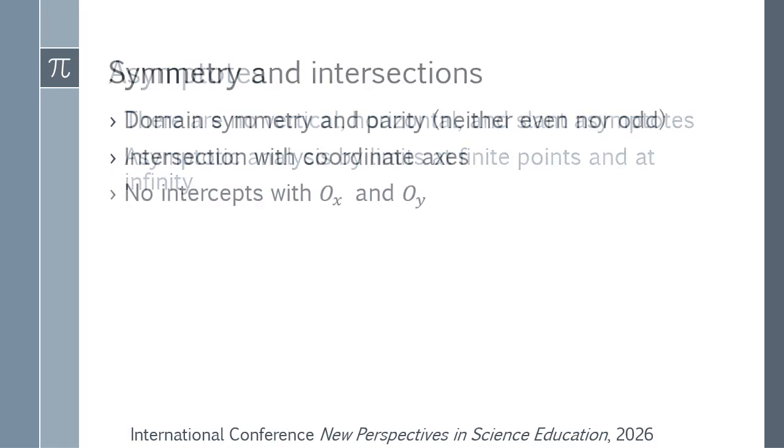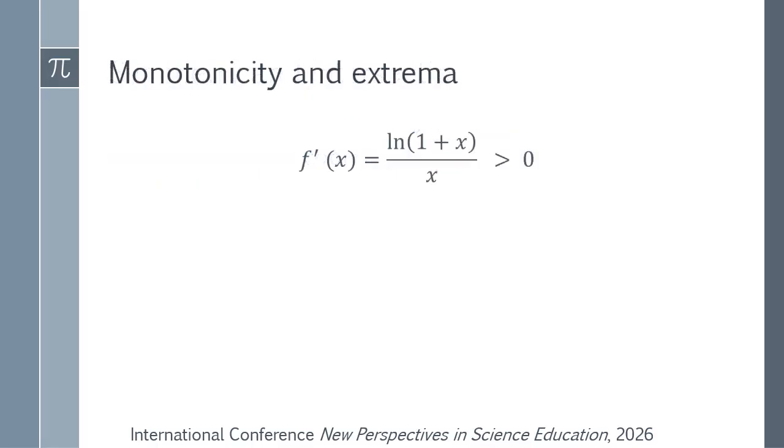Symmetry properties and intersections with the coordinate axis are examined. The domain is not symmetric with respect to the origin. Therefore, the function is neither even nor odd. The analysis further shows that the graph does not intersect the coordinate axis. The derivative has a very simple form. Since it is positive on the whole domain, the function is strictly increasing and therefore has no extrema.